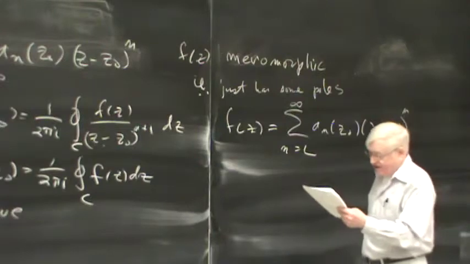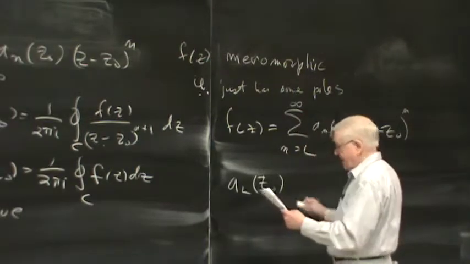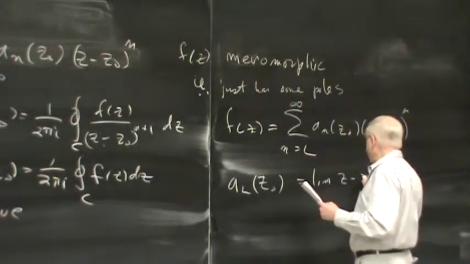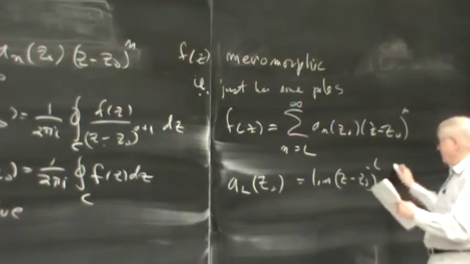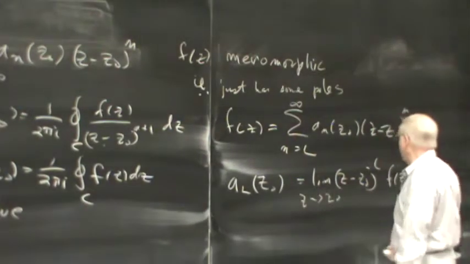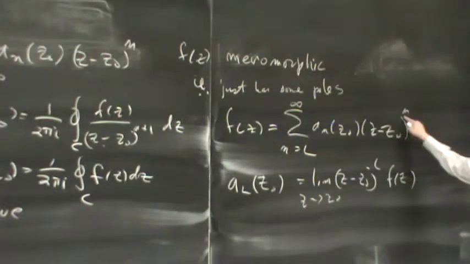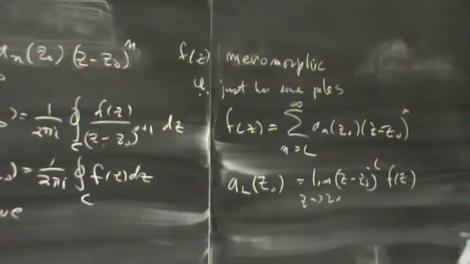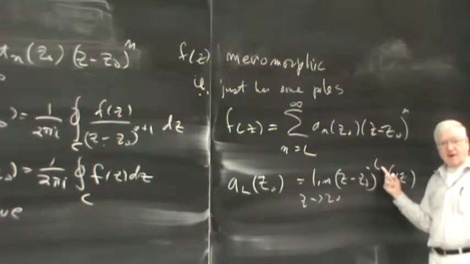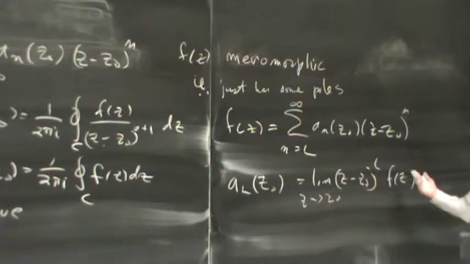For these functions, you can pick off these singularities, or these coefficients. You can say a sub L is the limit of z minus z0 to the minus L times f of z, z going to z0. So suppose L is minus 2. Then the leading term is 1 over z minus z0 to the minus 2. L is minus 2, and so you multiply by z minus z0 squared and take the limit, and that gives you the first coefficient. And then you can subtract it off and get the second coefficient.